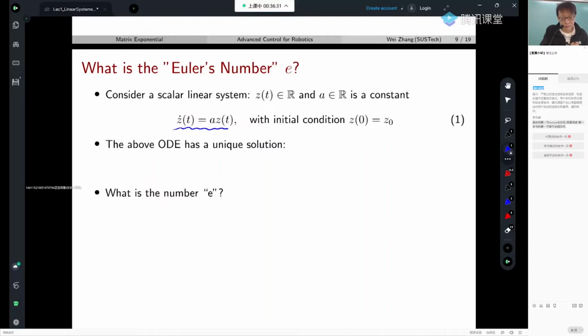Solution is... This is the ODE or not? Yes, it's the ODE. Initial condition. These are scalar, okay? Everything is scalar. This ODE has a unique solution or not?